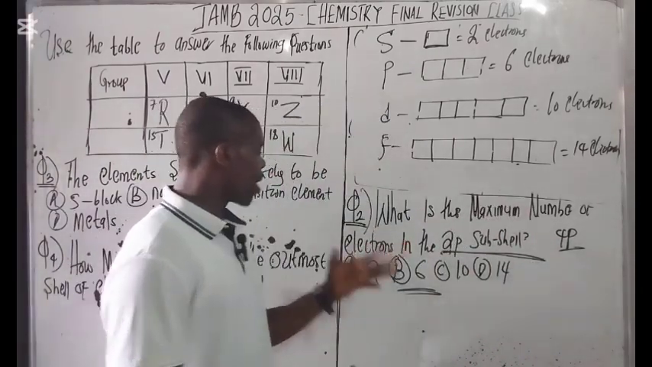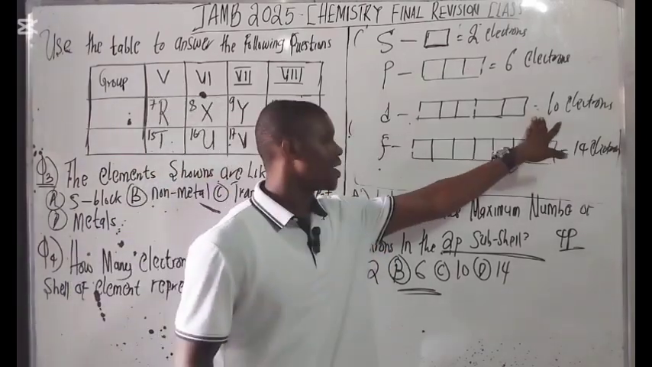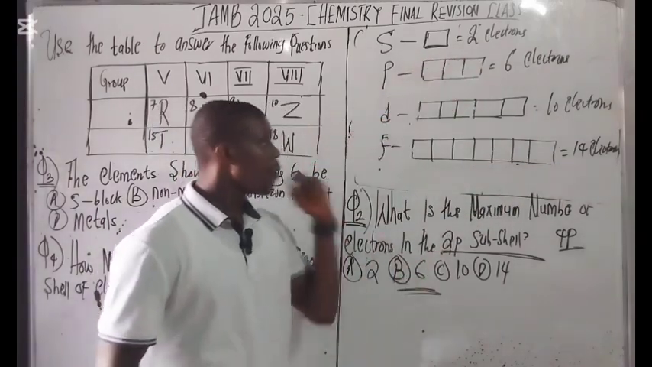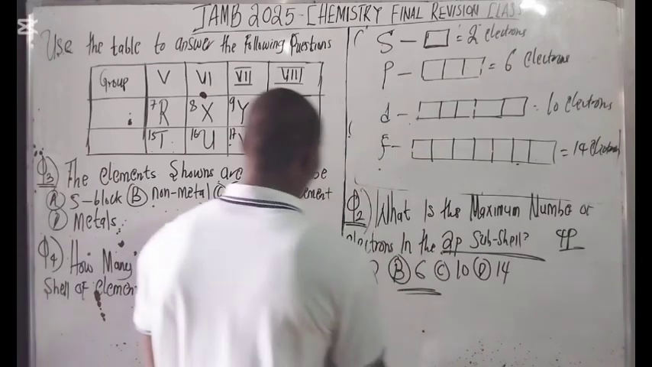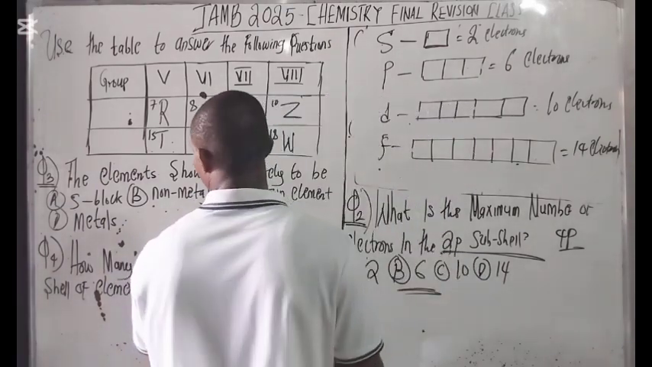So this is what we have done with question 2 here. If they say D, it could have been 10. If they say F, it could have been 14. If they say S, it could have been 2. But they say it's P, which is 6. Hope you understand. So we are done with these two things. Now let's look at question 3 and question 4.